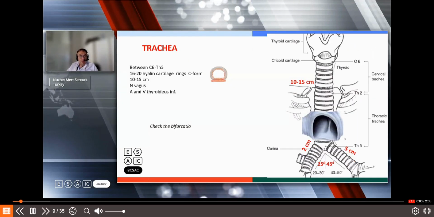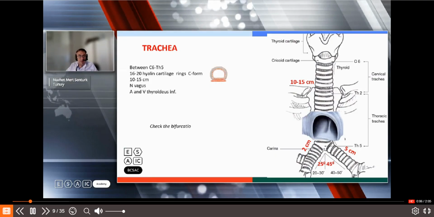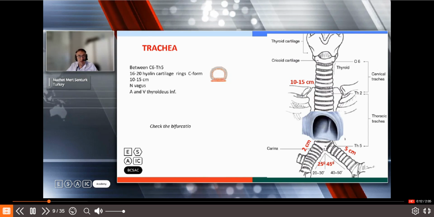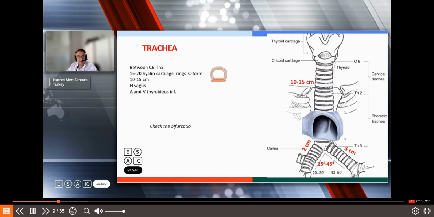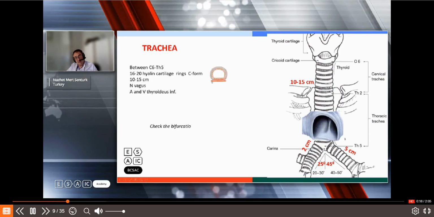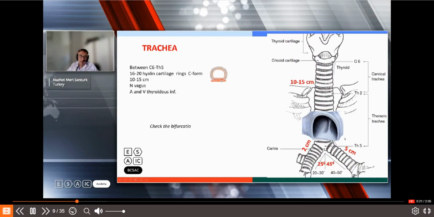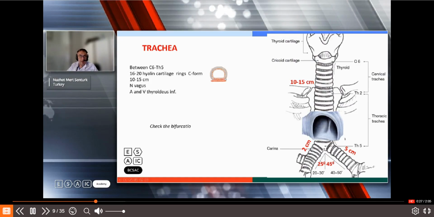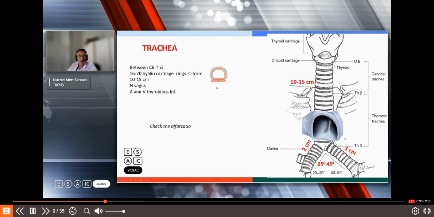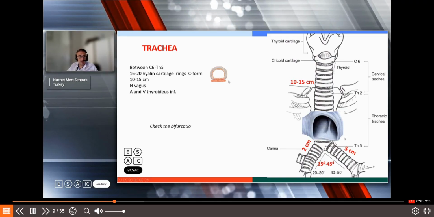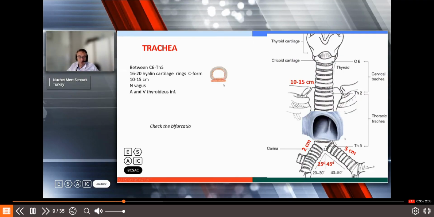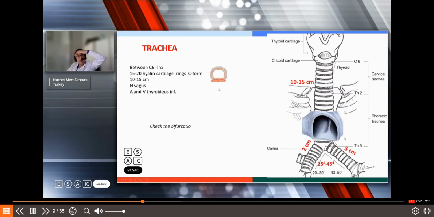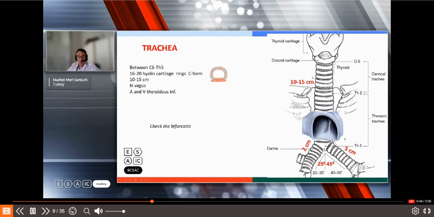Let's start with the trachea. The trachea is between cervical 6 and thoracic 5. We have 16 to 20 hyaline cartilage rings in C form, and here what we have is the posterior wall. You can also call it D form, but it's a C form. So with this structure, we have to differentiate between the anterior and the posterior parts of the trachea, because the bronchoscope can be upside down, the view can be upside down, and this can lead to a confusing vision. It's almost 10 to 15 centimeters long in an adult patient.